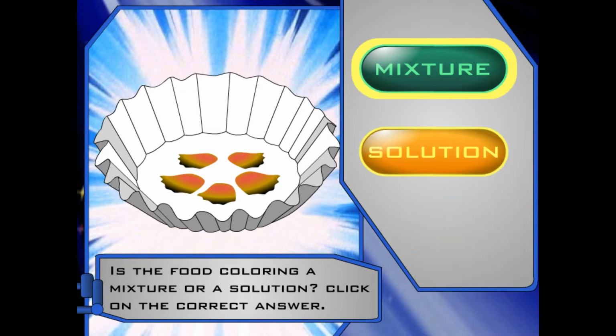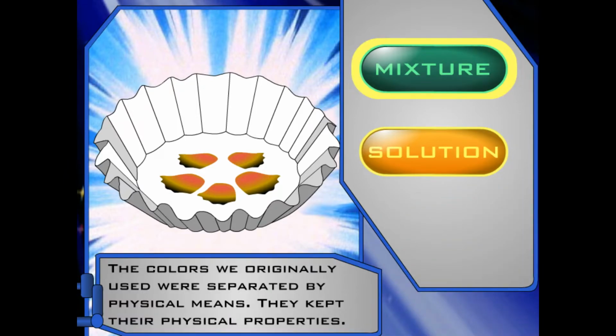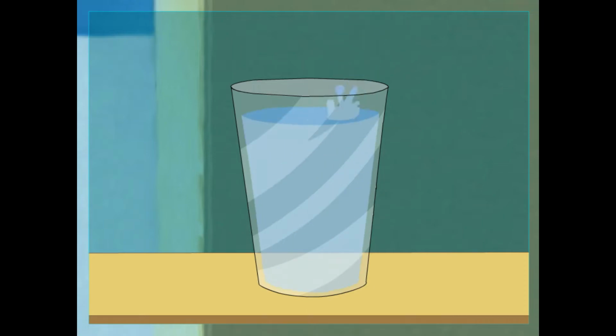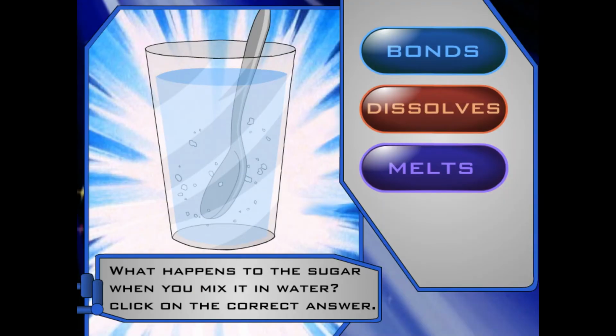Awesome! The colors we originally used were easily separated with physical means. They kept all their original properties. Let's try something else. Pour 2 spoonfuls of sugar into your glass of water. Stir them together. Look at the sugar. What happens to it when you mix it in the water?